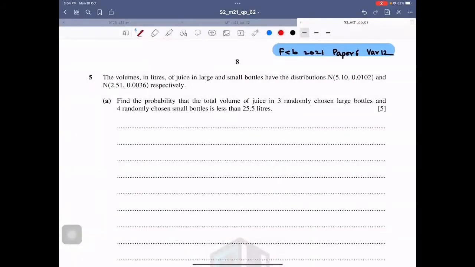Let's look at question number 5 of February 2021 S2 paper. The volume in liters of juice in large and small bottle have the distribution such and such. So let me write it down. Large follows a normal distribution, and 5.10 is the mean, and 0.0102 is the variance. Small bottle follows a normal distribution, 2.51 and 0.0036. So the first quantity is mean, the second quantity is variance.